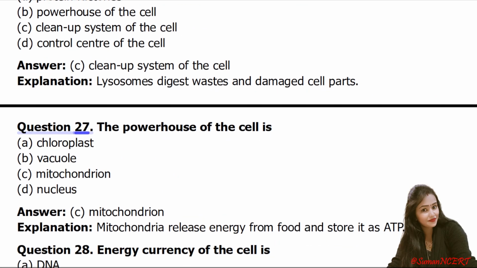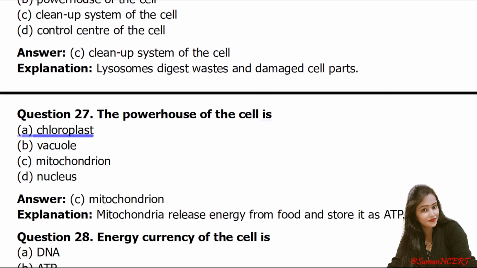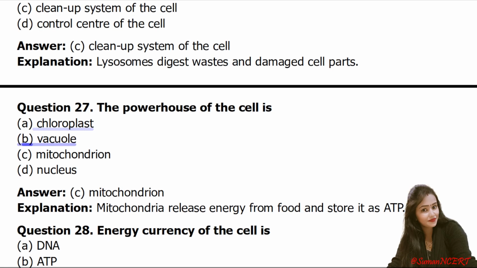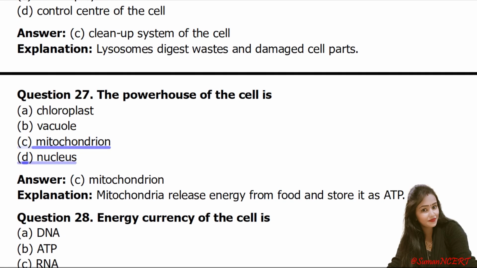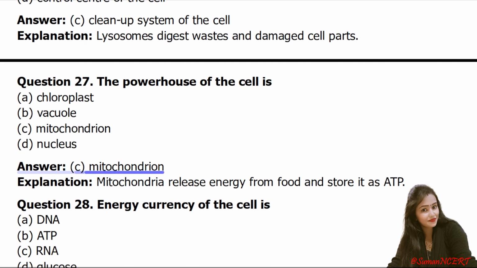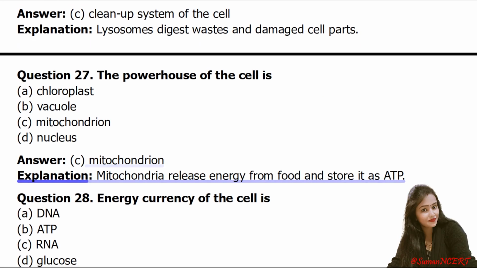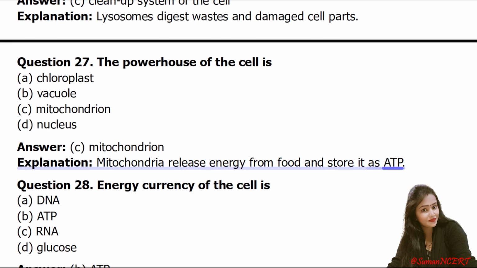Question 27. The powerhouse of the cell is A. Chloroplast. B. Vacuole. C. Mitochondrion. D. Nucleus. Answer, C. Mitochondrion. Explanation: mitochondria release energy from food and store it as ATP.